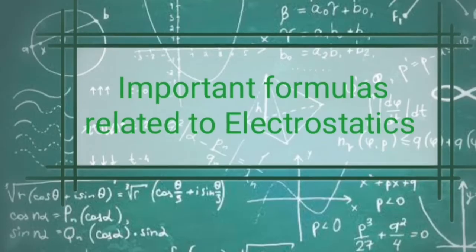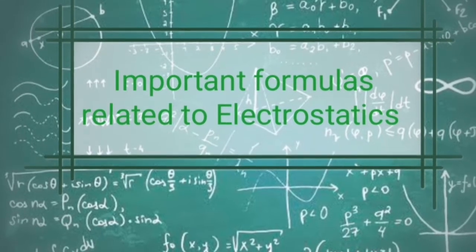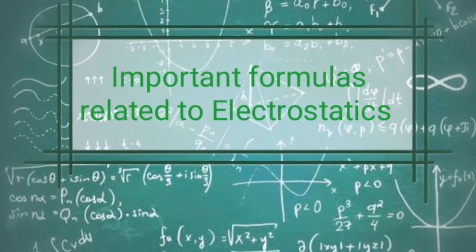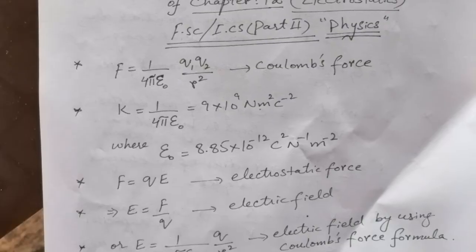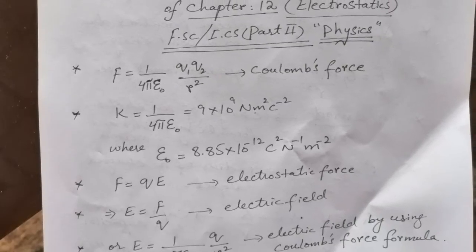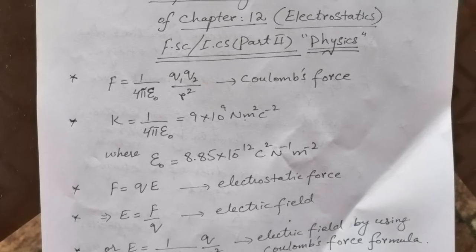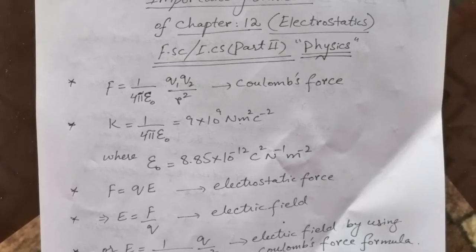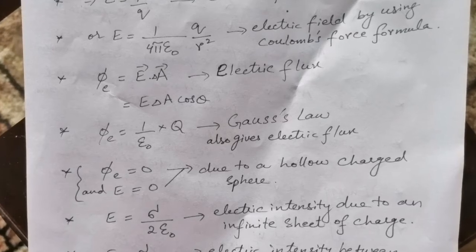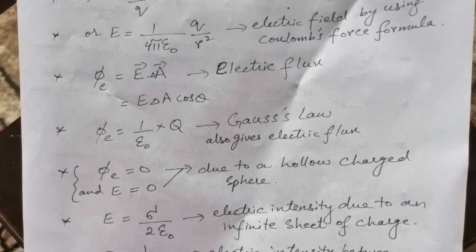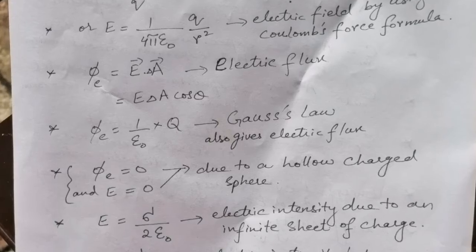Let's watch. Dear students, we are going to study some important formulas related to electrostatics today so that we can revise all the important formulas before solving our numericals. Students, you should know about the formulas of Coulomb's force, Coulomb's constant, electric permittivity of free space, electrostatic force and electric field. Students, you have also learned about the formulas of electric field by using Coulomb's force, electric flux, Gauss's law, electric flux and field due to hollow charge sphere, and electric intensity due to an infinite sheet of charge.